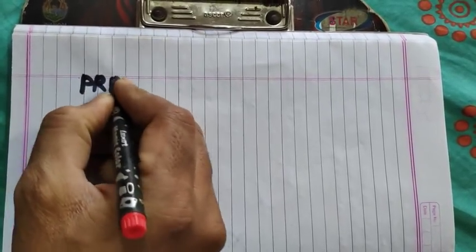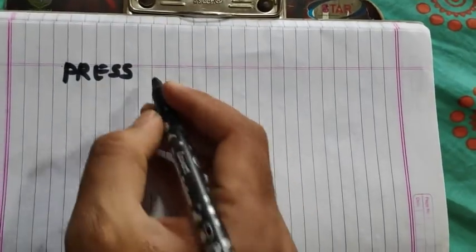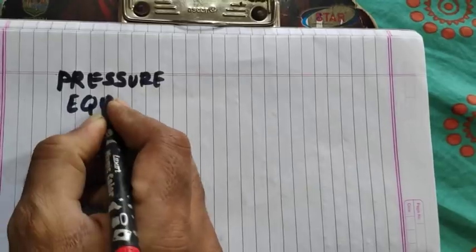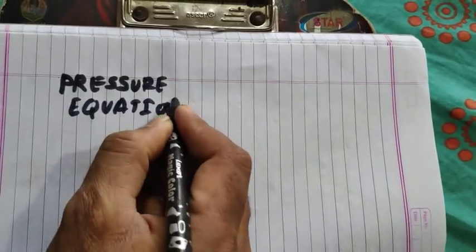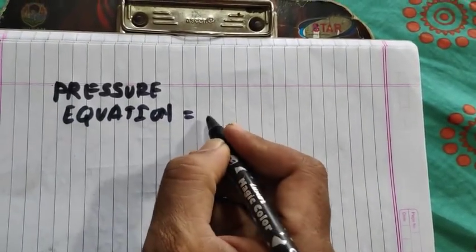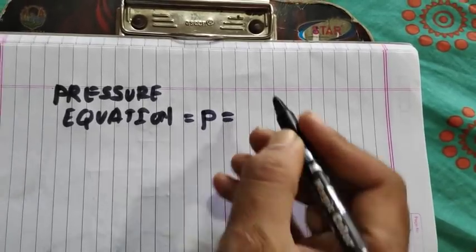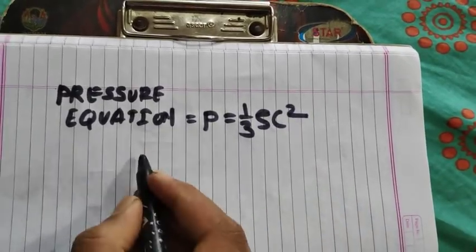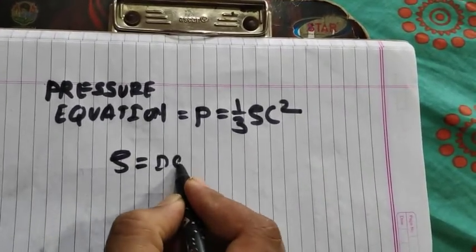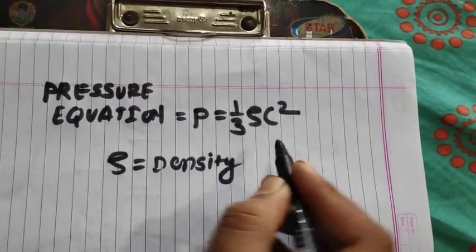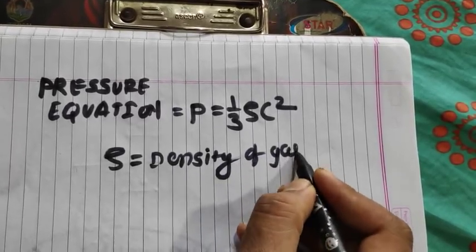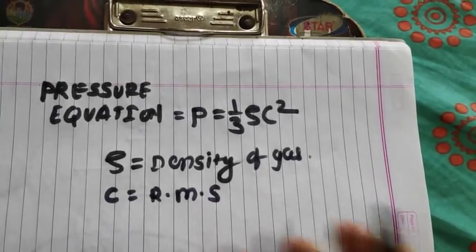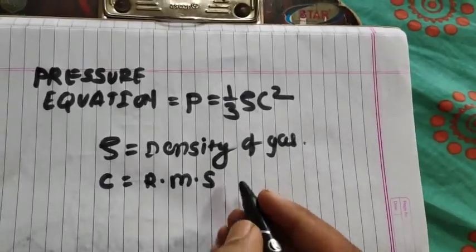Today we are going to derive the pressure equation. Children, this pressure equation is a very important concept in kinetic theory of gases, and it is given by P is equal to 1 by 3 rho C square, where rho is the density of gas and C is the RMS velocity, root mean square velocity.